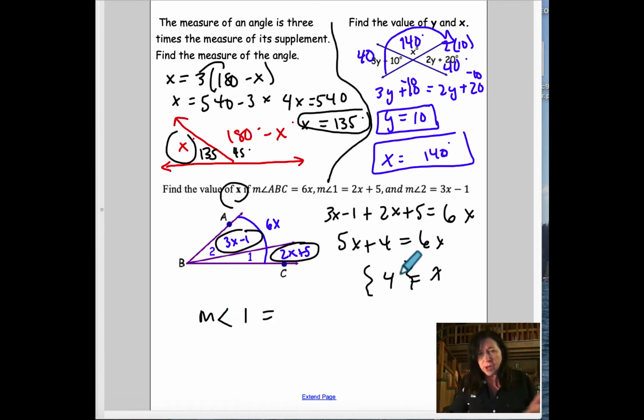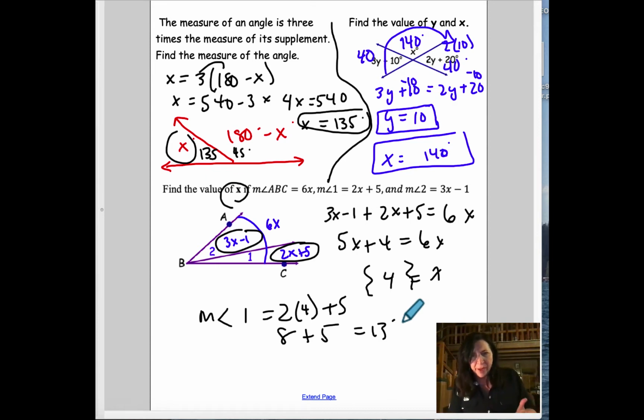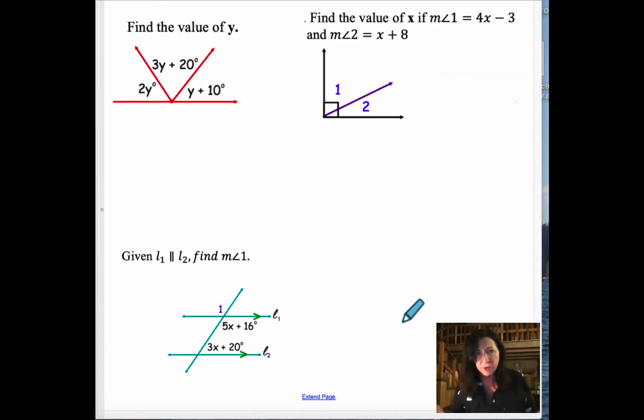If they said find the measure of angle 1, I would take this 4 and plug it into the x. So 2 times 4 plus 5, that would be 8 plus 5. All right, so you would have the measure of an angle. You should be able to plug those values back in to find their answers if you need to.